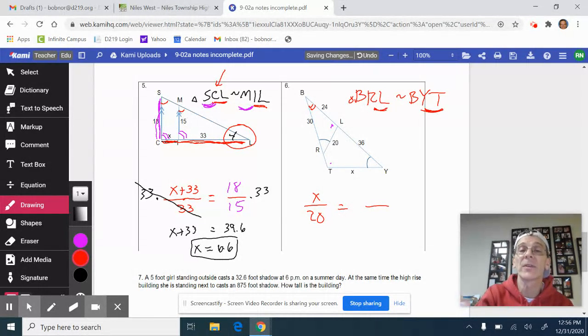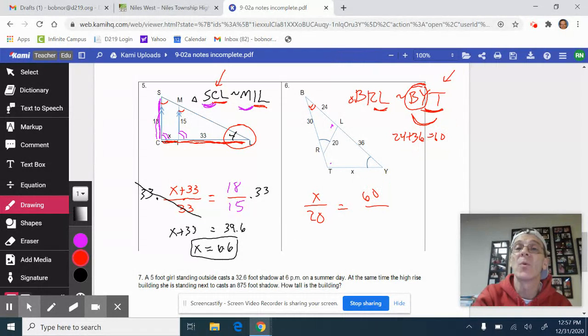I need a numerator that comes from the same triangle that the X came from, which was this one over here. Let's see. Do I know BY or do I know BT? I've got to know one of those two. BY is 24 plus that 36, which is 60. The BT, I don't really know the length of that. It's 30 from B to R, but then I don't know how long it is from R to T. So I'm going to have to use BY, which is the 24 plus the 36, which is 60.